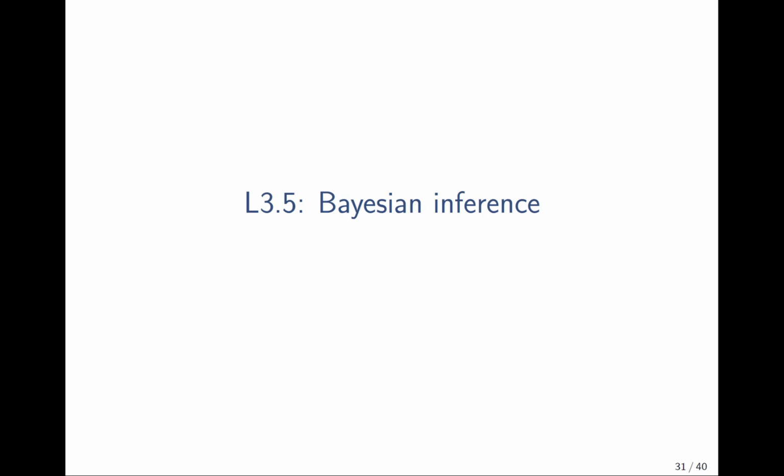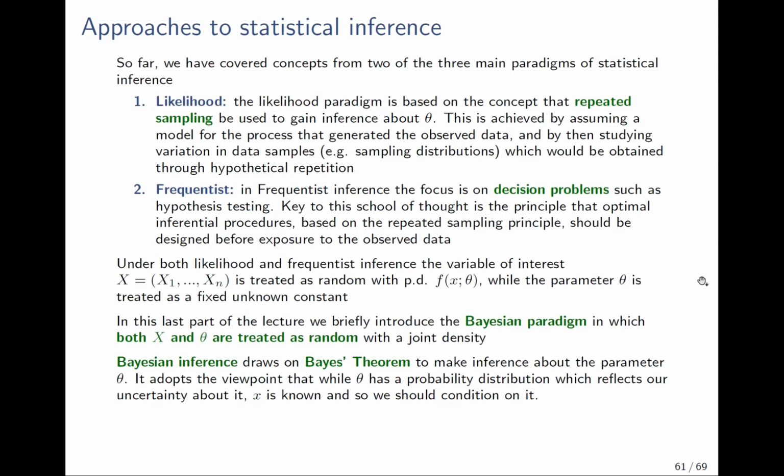In this penultimate part of the lecture, I now want to introduce some key concepts associated with the Bayesian paradigm to statistical inference. So far, we've covered concepts, but only from two of the three main paradigms that are commonly used for statistical inference. That is from the likelihood paradigm and the frequentist paradigm.